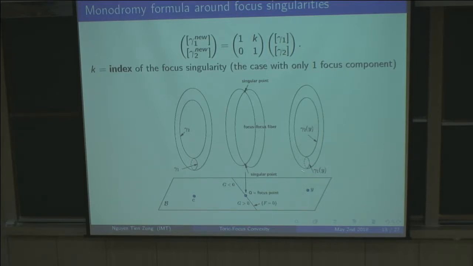Just a point of the base space, so it is fiber Y. Maybe the notation is not very good, but Y is a point of the base space. So this is the fiber indexed by Y, okay. And it goes around to the fiber indexed by C. Okay.